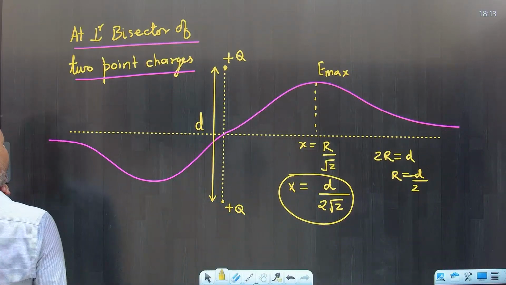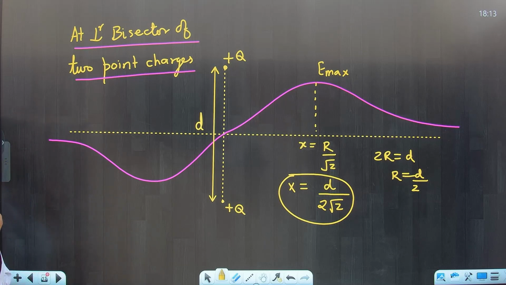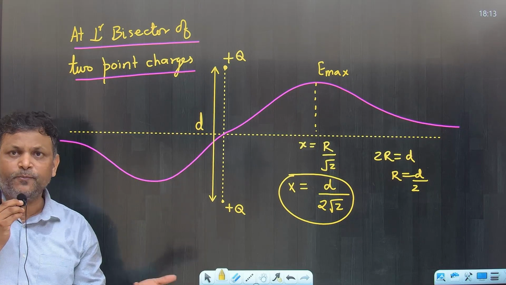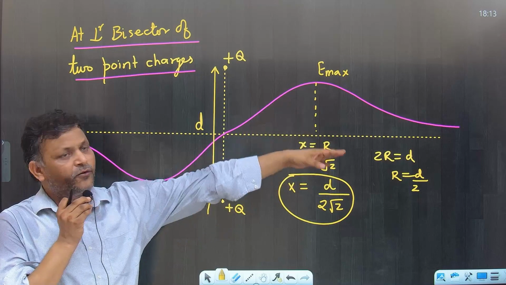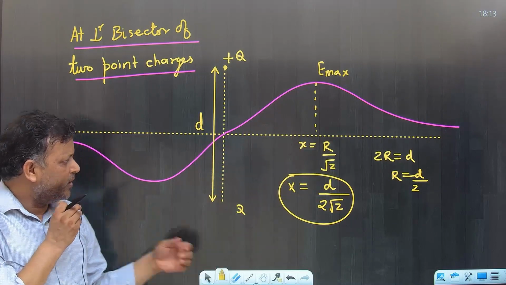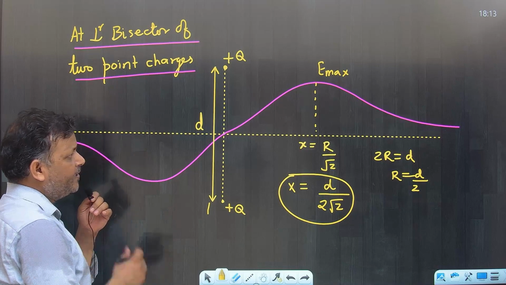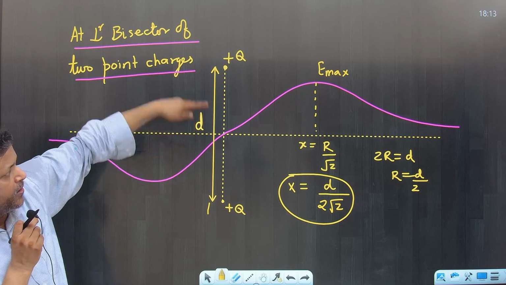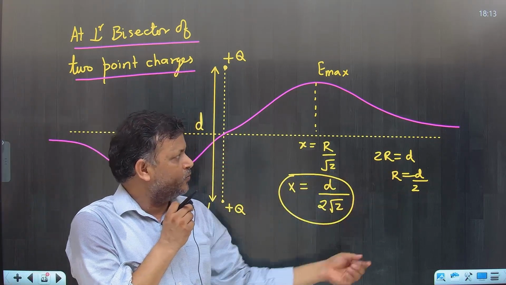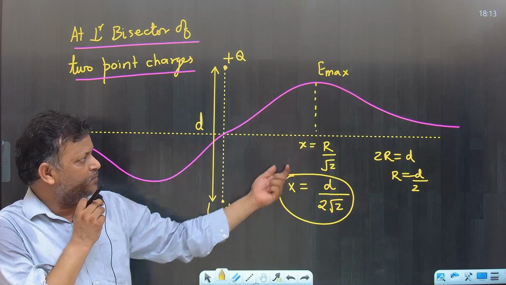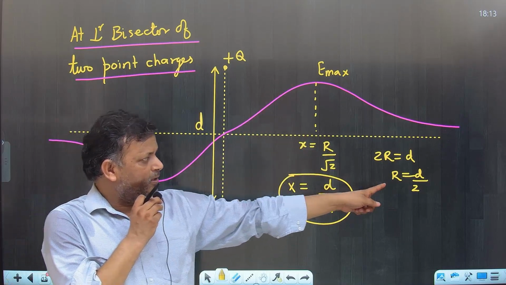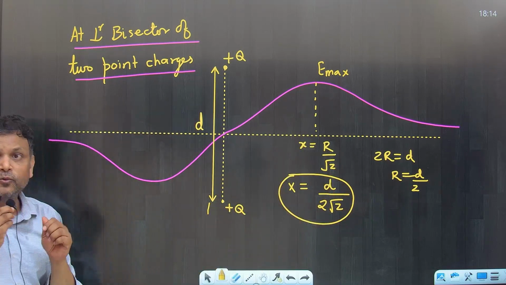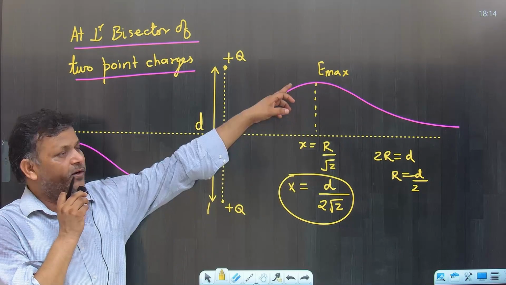On the perpendicular bisector of 2 point charges, the same thing happens. When there are 2 point charges having distance d between them, and you have to find the point at which the electric field is maximum, the same graph will appear here, and x is r by root 2. Here r is the radius, and this distance d is 2r. So d is 2r, so r is d by 2. The point at which the electric field will be maximum is r by root 2, and you can put r equal to d by 2 here. So x equal to d by 2 root 2. That is the point at which you will get the maximum electric field.